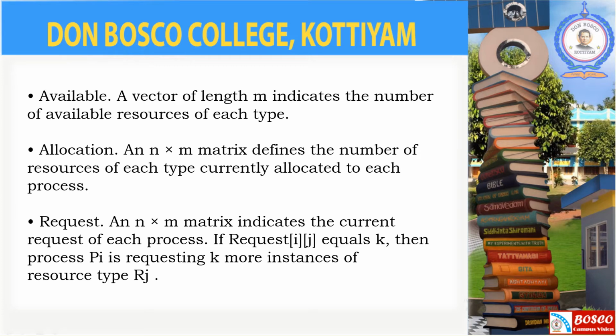And the request data structure is also an n into m matrix, and it indicates the current request of each process, that is, which resources each process is requesting. And if request ij is equal to k, then it indicates that process Pi is requesting k more instances of resource type Rj. Now we can check the algorithm.